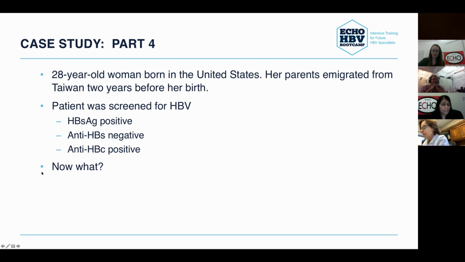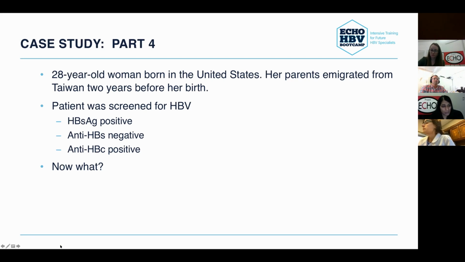So we'll go back to our case study that we've been building on since module 1. This is a 28-year-old woman born in the United States. Her parents immigrated from Taiwan 2 years before she was born here. As you will recall, we talked in the first session about how to engage people who are at risk for hepatitis B infection around having that discussion about the importance of screening and what we can do with screening results to better engage patients. And this patient accepted to be screened or tested for hepatitis B.